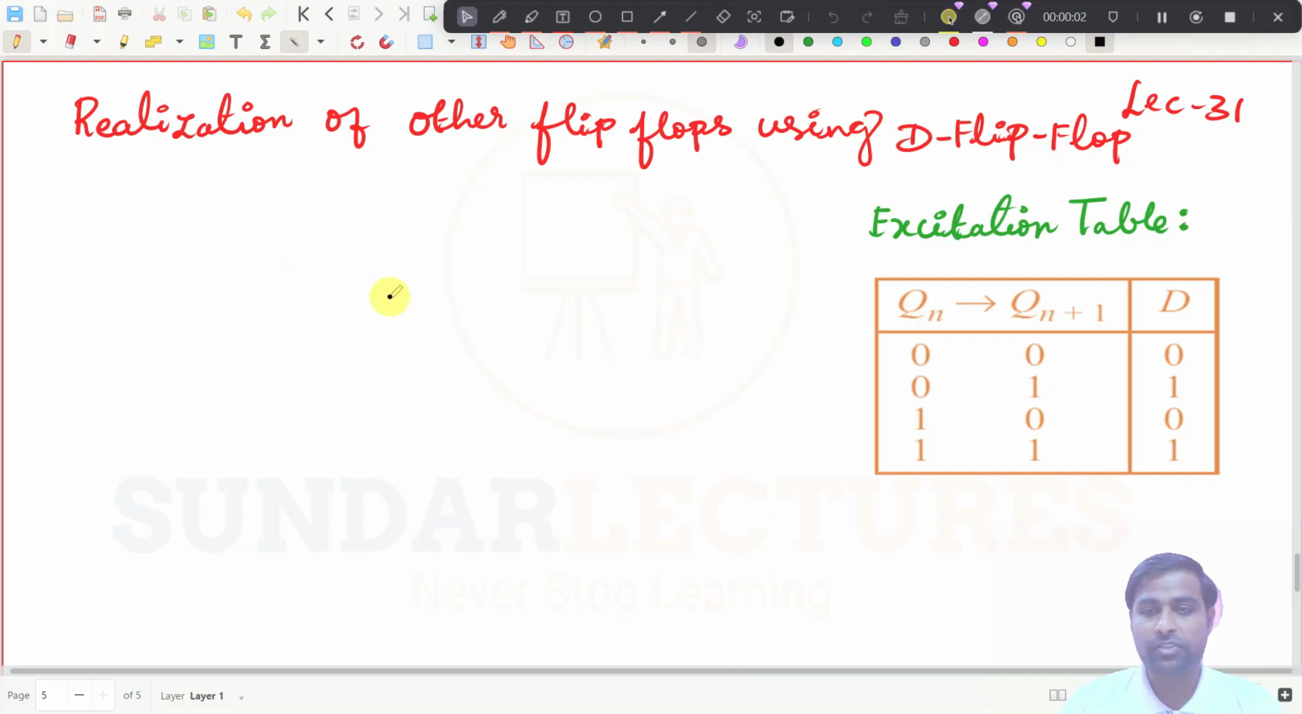Welcome to Sundar's lecture. This is lecture number 31, and in this lecture we are going to see realization of other flip-flops using D flip-flop.